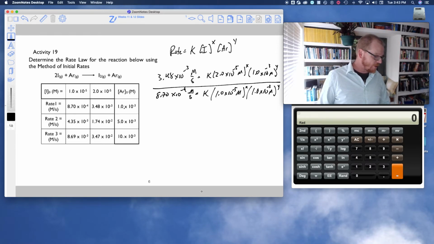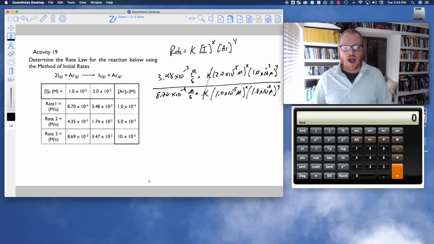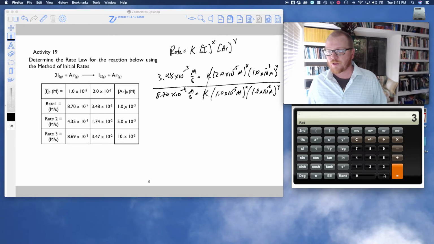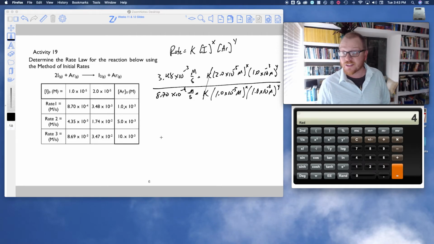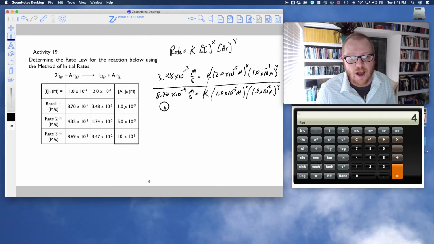And so now the way this works, okay, k and k cancel. Let's see here. So 3.48 divided by 0.870. So I just dropped the exponents there. And you should work this out on your own for sure as well. So that all equals 4. Okay.